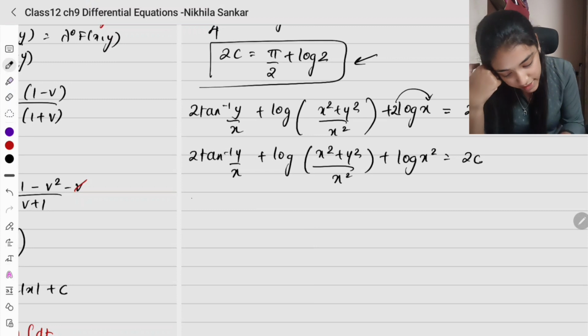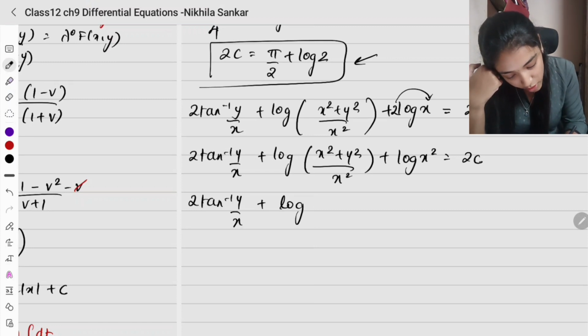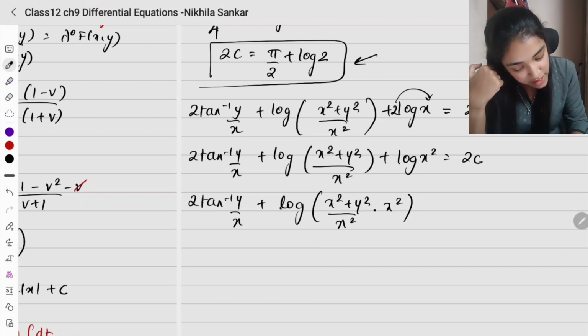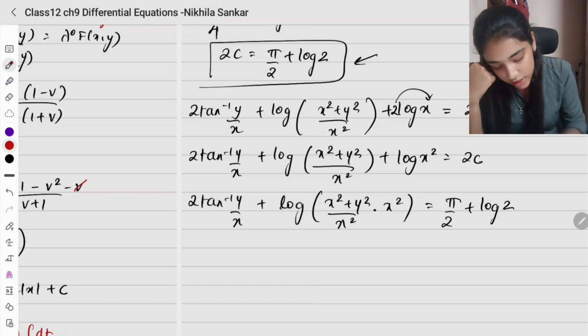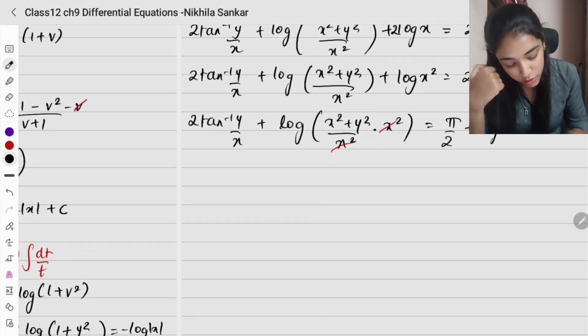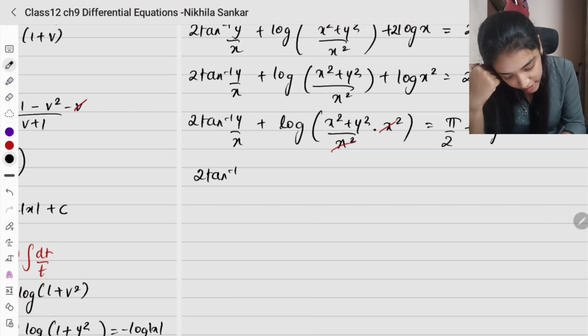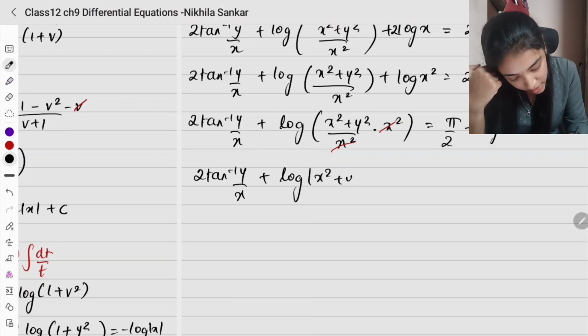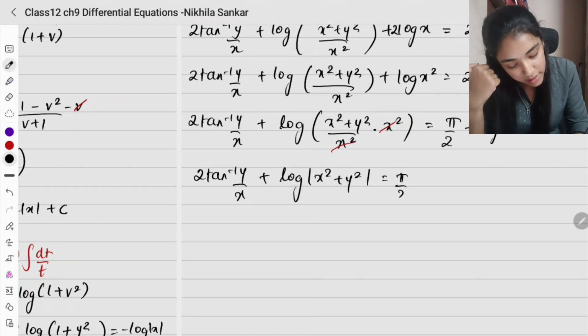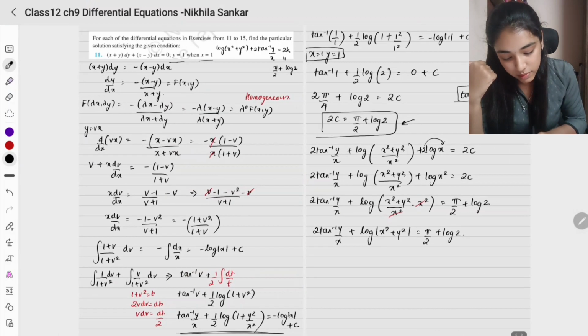We just found the value of 2c and substitute. So 2 tan inverse of y by x plus log a plus log b, there is a formula. So log ab, x square plus y square divided by x square times x square equals 2c, which is 5 by 2 plus log 2. So this gets cancelled. So what is my final solution? It is going to look like this. Tan inverse of y by x plus log of x square plus y square equals 5 by 2 plus log 2. So this is my final answer. Okay, please copy.